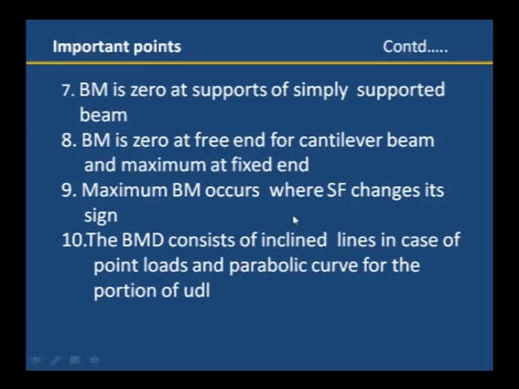Maximum bending moment occurs wherever shear force changes its sign. Where shear force changes its sign, at that point maximum bending moment occurs. The bending moment diagram consists of inclined lines in case of point loads and parabolic curves for the portion of the UDL. That also we have observed: for bending moment we have to draw the inclined lines if it is point loads. If it is a uniformly distributed load, we have to draw the parabolic curve.